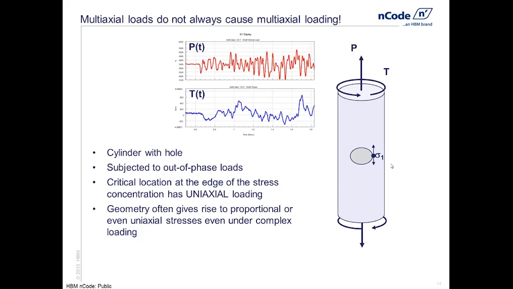So it's very common in components that the fatigue life is determined by critical locations that are associated with stress concentrations. And these features tend not only to concentrate the stresses, but also to align them, so that the geometry of the component or structure often gives rise to approximately proportional or uniaxial stresses, even under complex external loading. So multi-axial loads on the structure don't necessarily give you a multi-axial loading locally, and if so, it can still be approximately proportional.